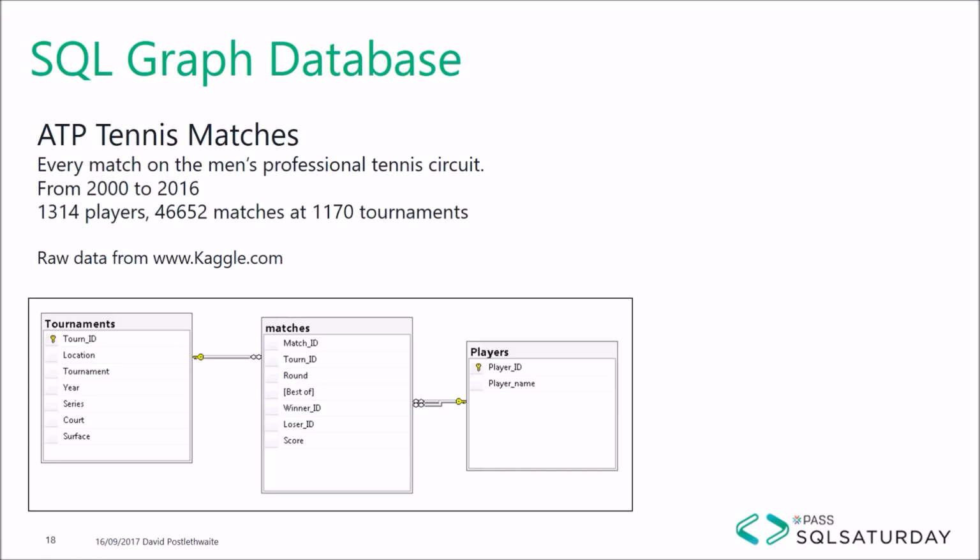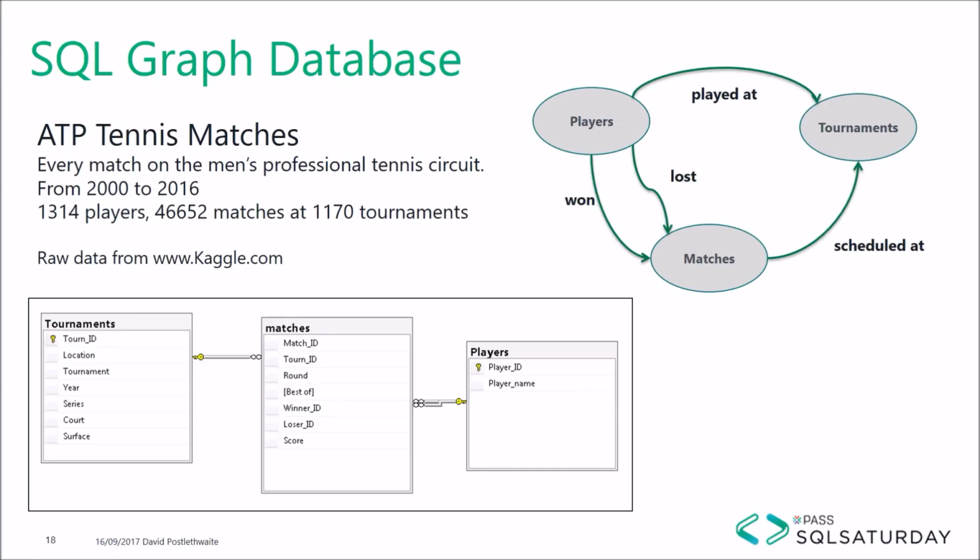Now with an entity relationship diagram, it's not always obvious what exactly we're looking at or what exactly the relationships between the tables are. It's not clear, and this is where graph can become very handy. So here is my graph version of my tennis database, and here we can see that players played at tournaments, matches were scheduled at tournaments, and players won or lost matches. And this graph view just makes it so much clearer to someone looking at the database exactly what you're looking at and exactly how we could be querying it.